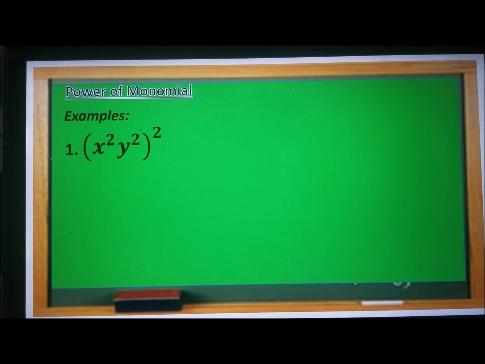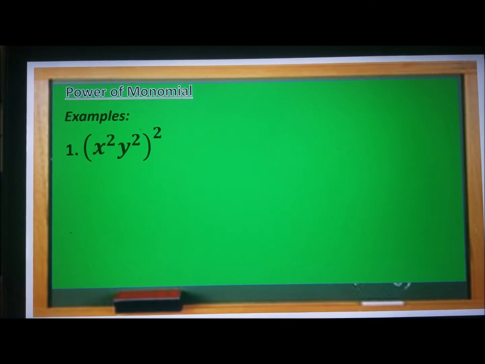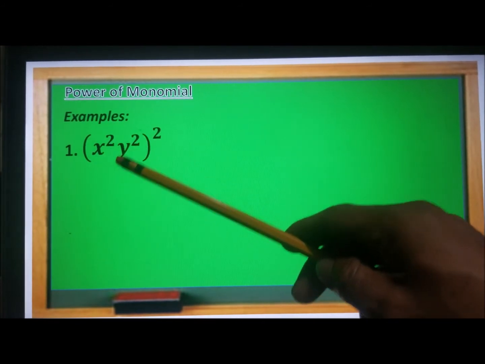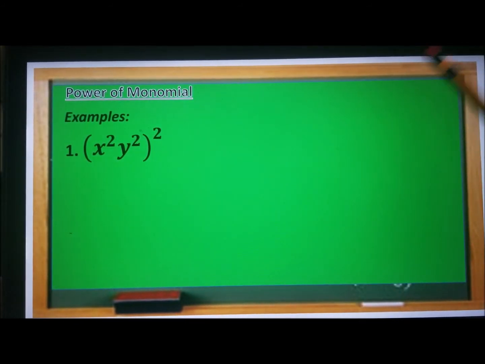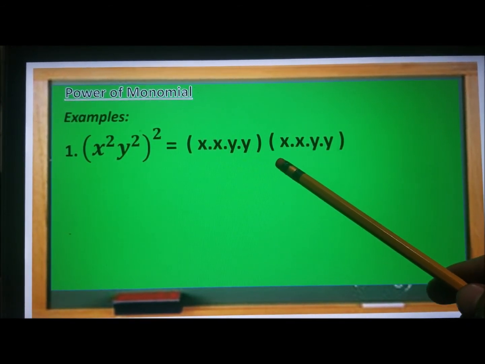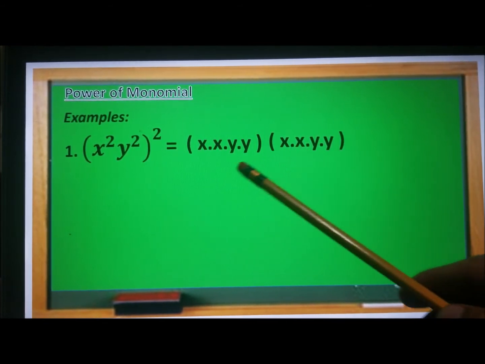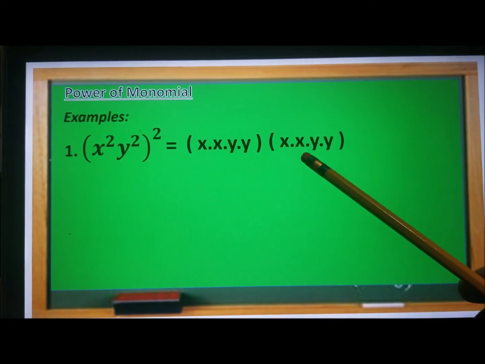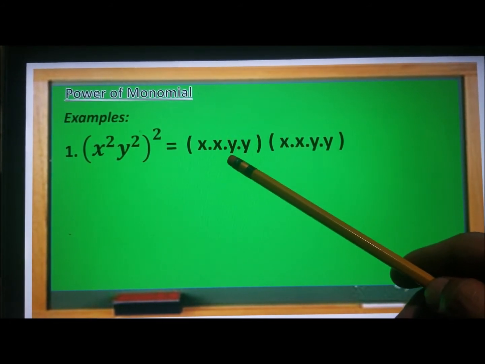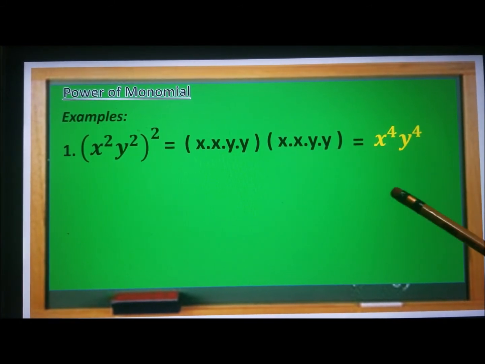For the first one, we have x squared y squared raised to 2. Using the traditional method, all we have to do is expand x squared and y squared, then multiply the product by itself 2 times. So we'll have x times x times y times y, and also x times x times y times y. Then count the number of x's: 1, 2, 3, 4. So that will be x raised to 4. For y, we have 1, 2, 3, 4, and that will also be y raised to 4. So we'll have the product as x raised to 4, y raised to 4.